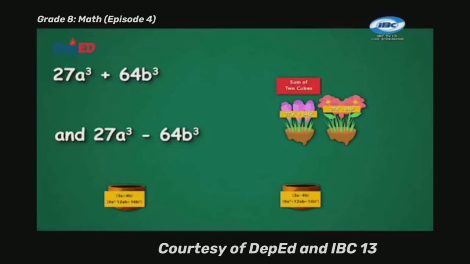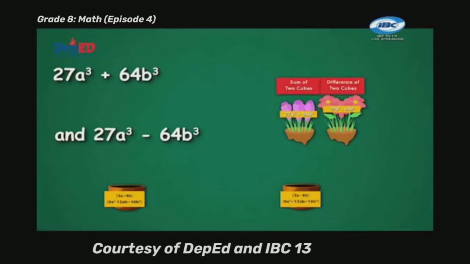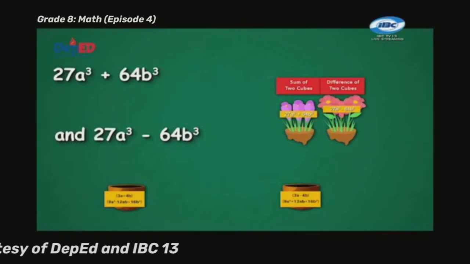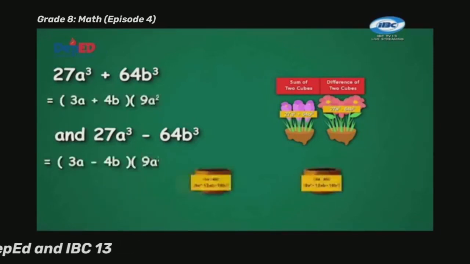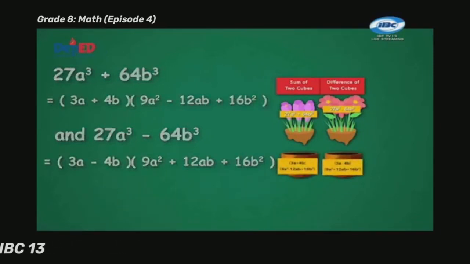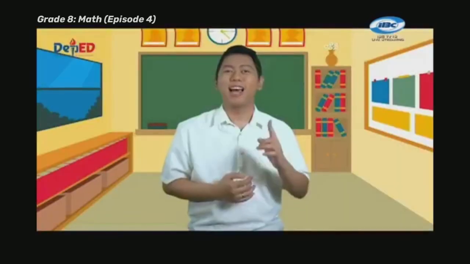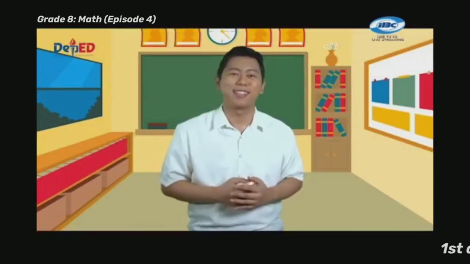How about the last two polynomials? These are the sum of two cubes and the difference of two cubes. And the signs of their factors depend on the operation they used in the special product. These are the polynomials we had factored in the past few lessons. That would come in handy as we solve some examples of problem solving.